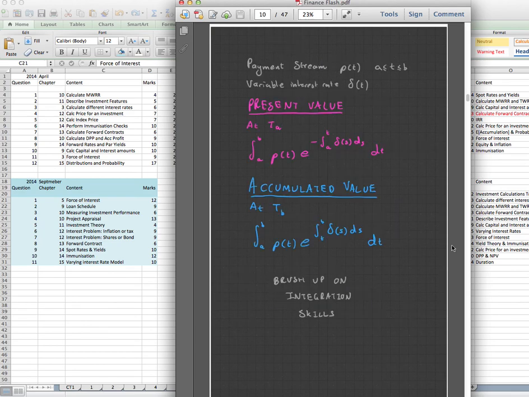They also give you another tricky part, which is the present value and accumulated value of a payment stream. So brush up on your integration skills.